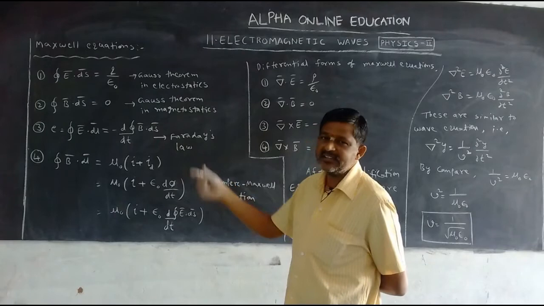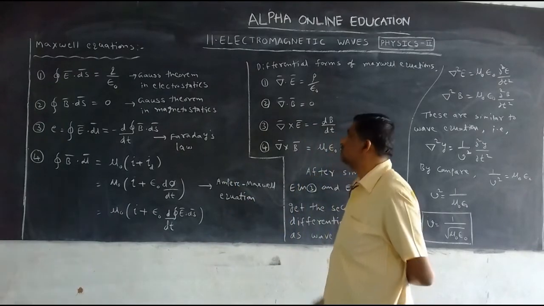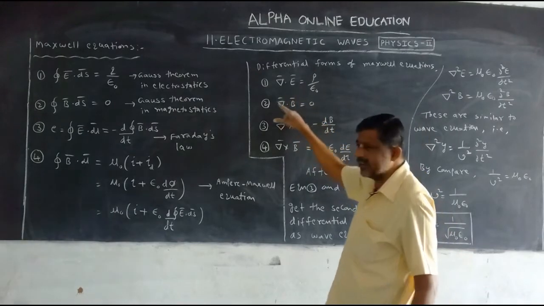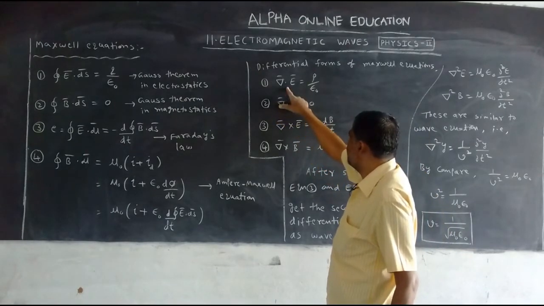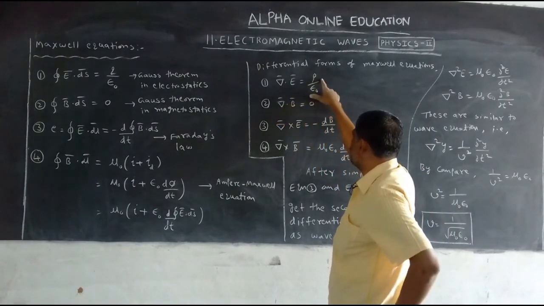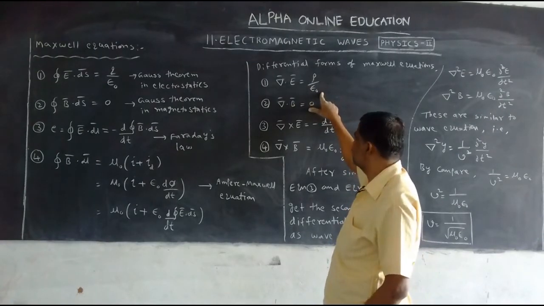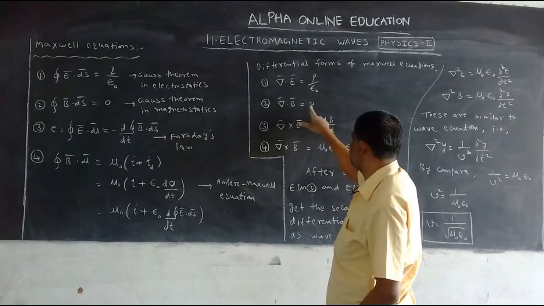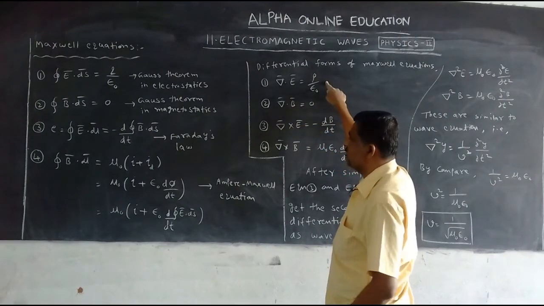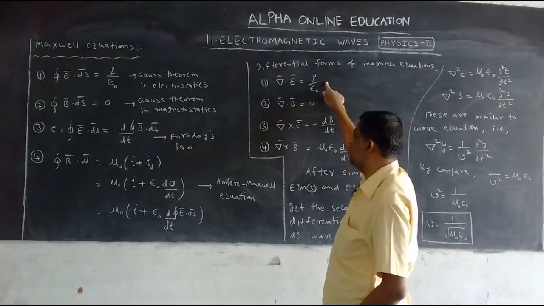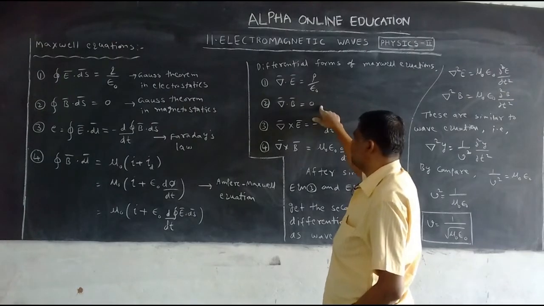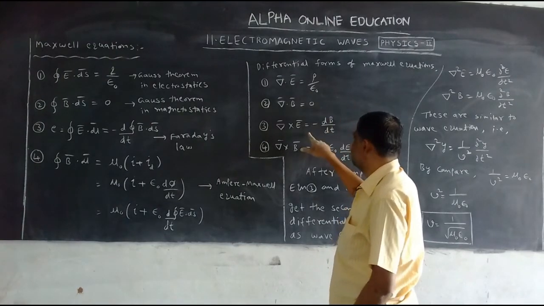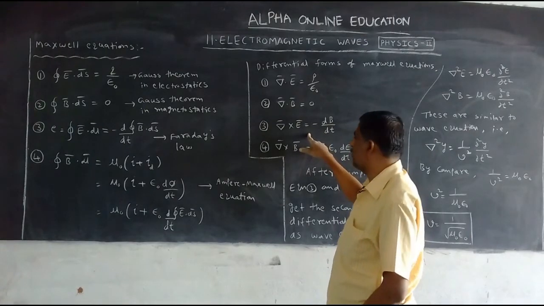We can write that in the differential form in this way. Just see this, how we can read it. Del bar dot E bar is equal to rho by epsilon naught. Del bar dot B is equal to 0. This is the Gauss theorem in electrostatics, differential form. This is the Gauss theorem in magnetostatics, differential form. And this is the differential form of Faraday's law.